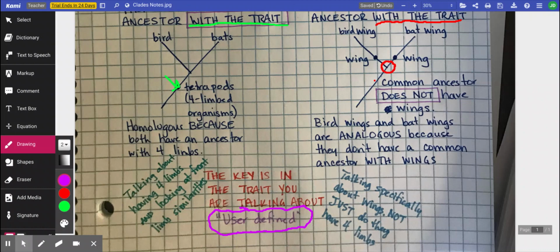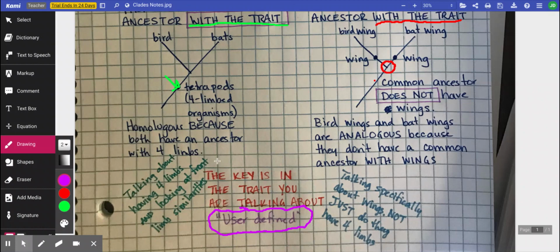And we see that here. So just looking at four limbs, that's a homologous trait. There is an ancestor that they both share. So a common ancestor with the trait of four limbs. But if we're looking at the wings, and specifically looking at a bird wing and specifically looking at a bat wing, then what we see there is that those are analogous traits. Their common ancestor had four limbs, but they do not have a common ancestor that had wings. So there we go.